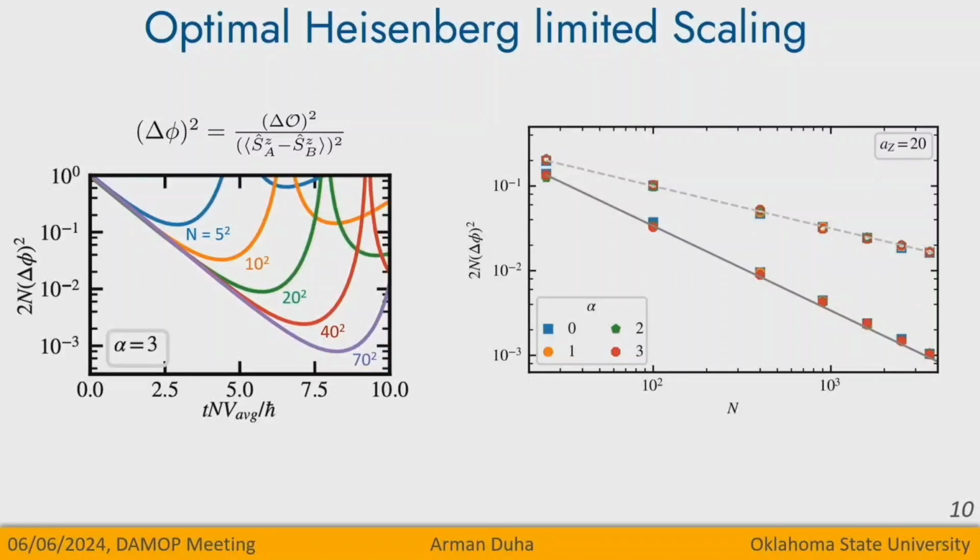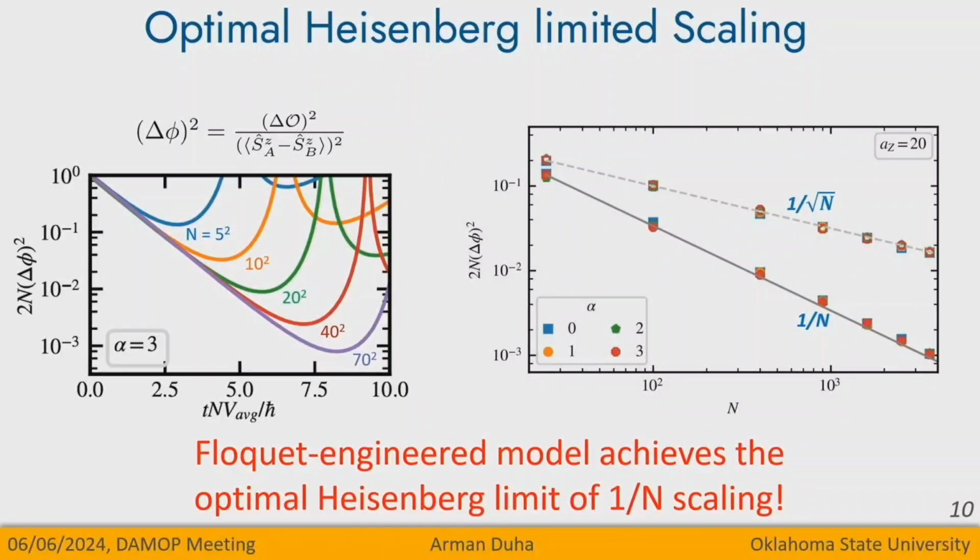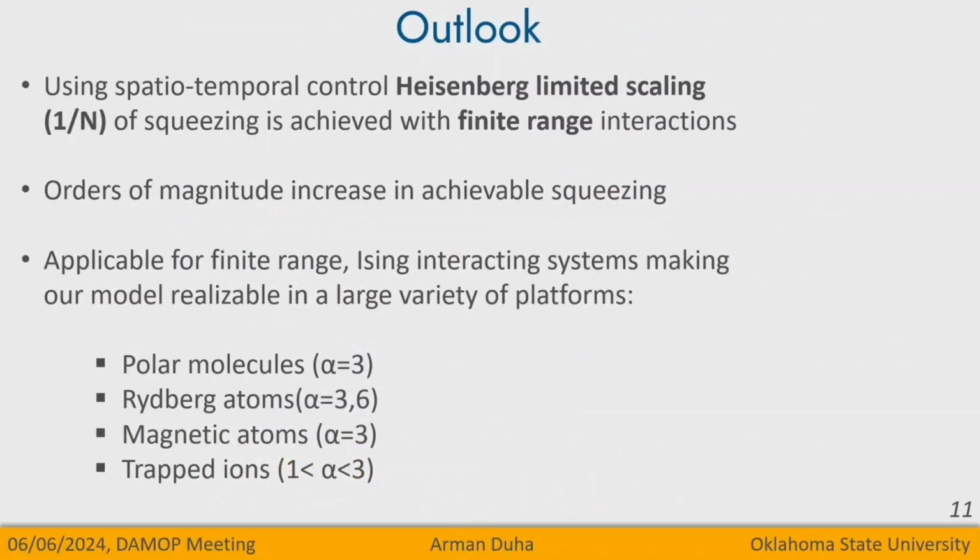The interesting thing is that for a sufficiently large layer separation, all the different power laws actually collapse. And so not only are these sensitivities better for the Floquet protocol compared to the staggered field case, they also have different scaling. The scaling is actually such that the Floquet protocol case gives us the optimal Heisenberg scaling of inverse N. To give you a summary, again, we are obtaining the optimal Heisenberg scaling with finite range interaction.